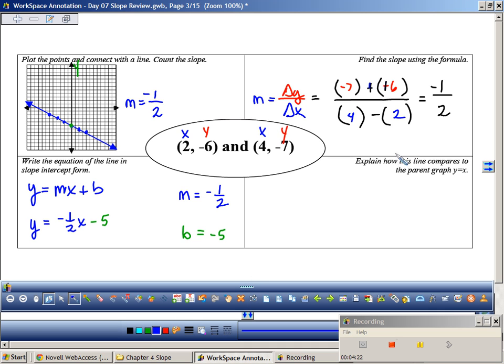All right, lastly, let's explain how this line compares to a parent graph. So a parent graph, I'm going to draw my parent graph in black here.